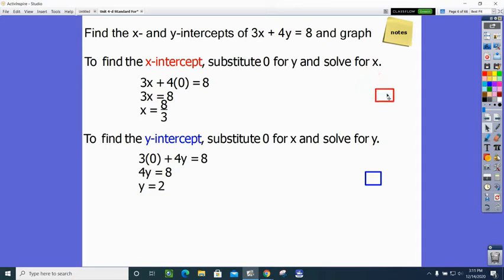Now let's say you're looking for the y-intercept. This time the x term is going to disappear when you put the 0 in. So you can kind of just cover that up and divide by 4, and you get the y-intercept. Now once you have these, plot 8/3 on the x-axis, plot 2 on the y-axis, connect them, and you've got the line.